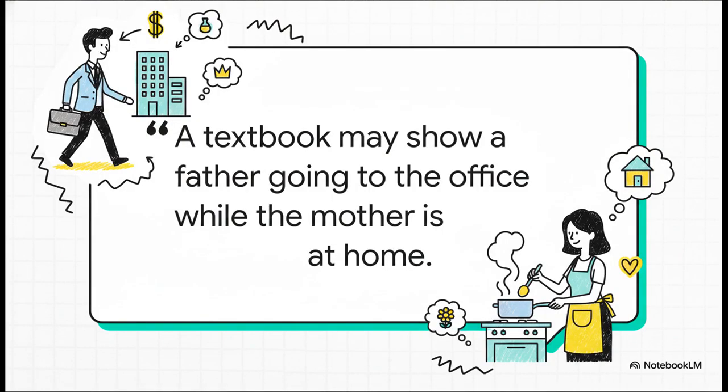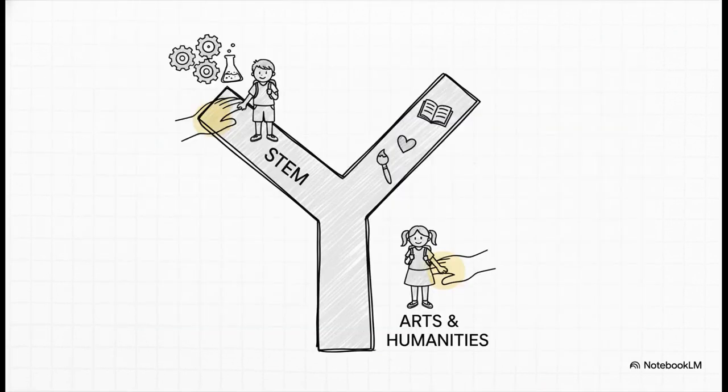I mean, think about it. When a kid sees an image like this over and over again, dad goes to the office, mom stays home in the kitchen, it sends this powerful unspoken message. It starts to define who's expected to be a leader, who's expected to earn the money, and who's supposed to be the caregiver.